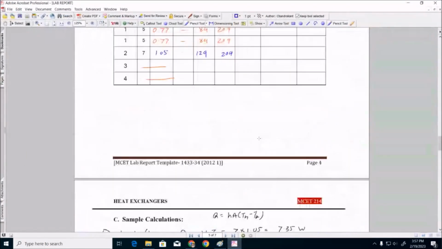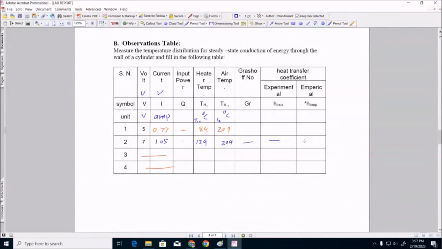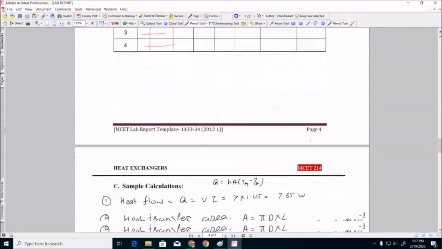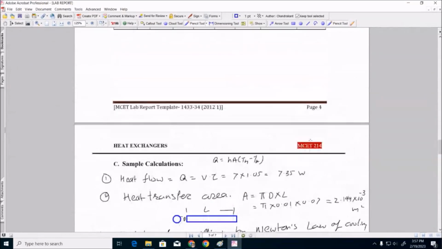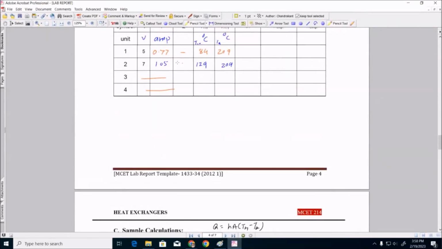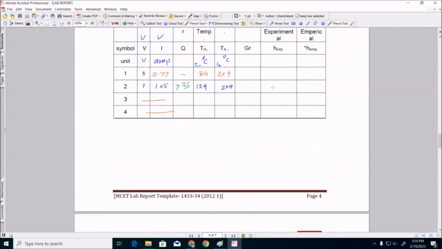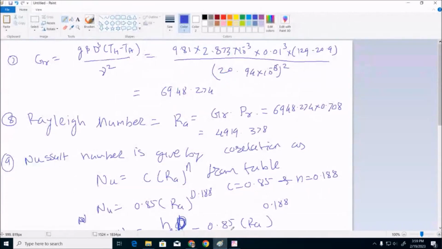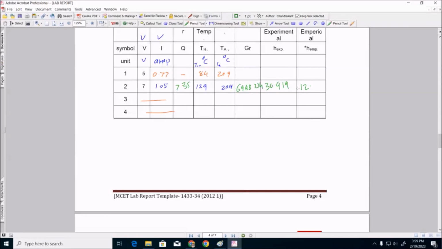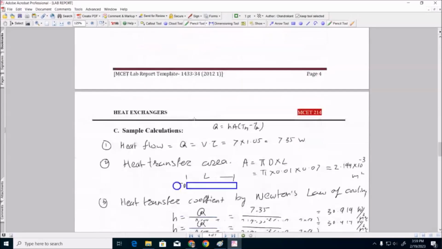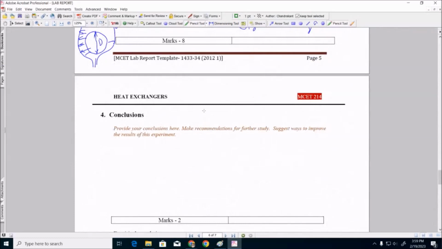Transfer this value to the calculation table. So Grashof number, experimental and empirical. The experimental value is 30.919. Heat is 7.35 watt. Experimental 30.919 and Grashof number 6948.274. Empirical 12.5651. Similarly calculate these values and write your answer here. No need to write the sample calculation for the other readings.